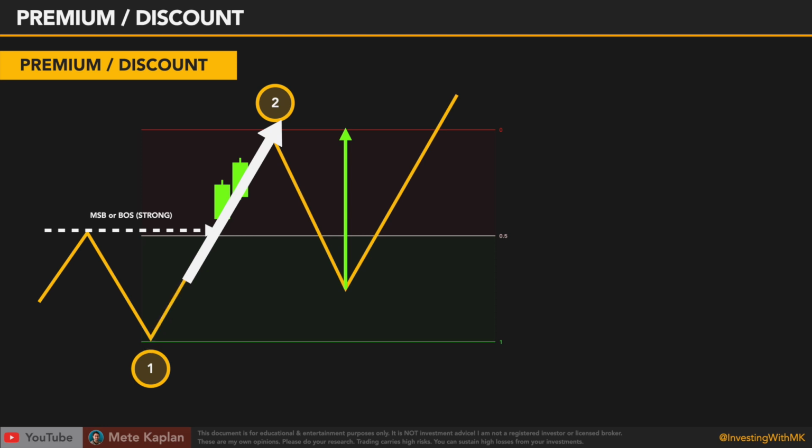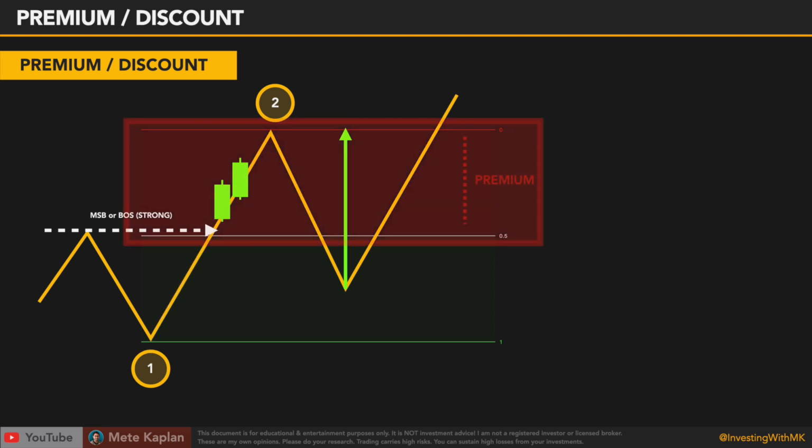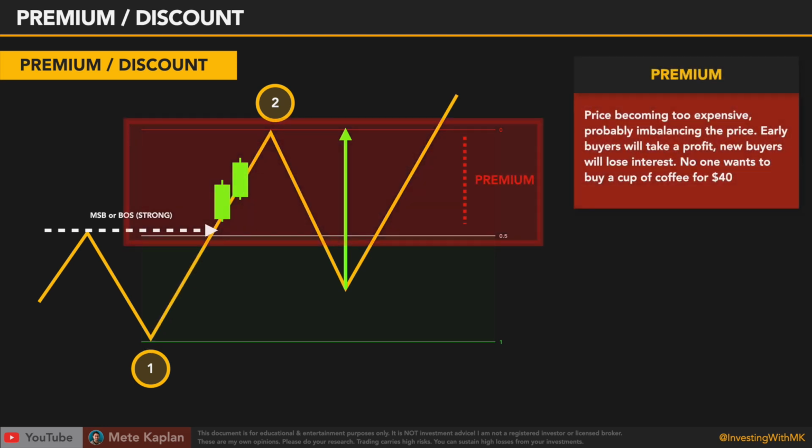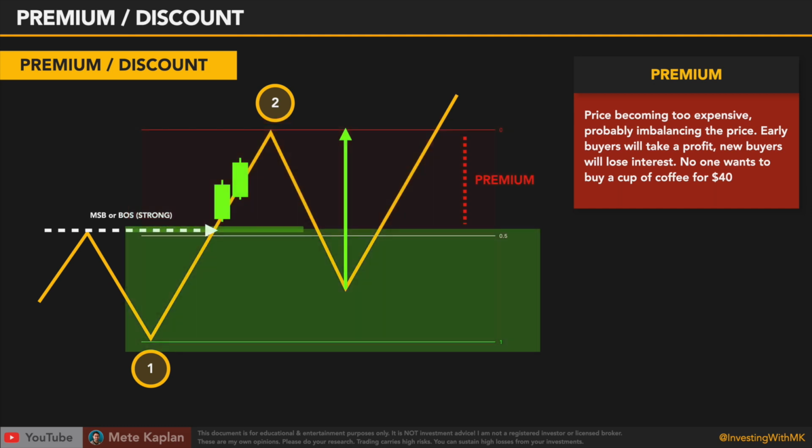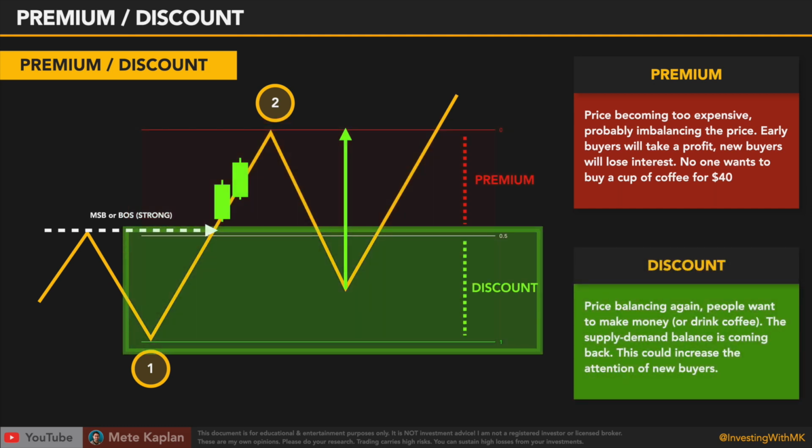The upper part is called the premium zone, which is where the price is expensive. This is where the early buyers take profit or look for short opportunities. The bottom part is where the price is cheap to buy. This is the area for buyers to find good deals with discounted prices, or short traders close their positions.